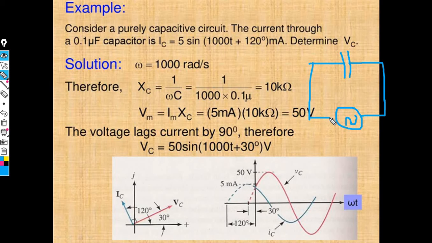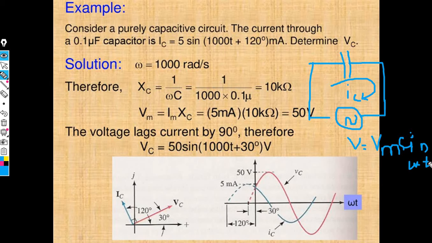Now the current IC is flowing through it, and this is the voltage. The voltage is V equal to Vm sin omega t. That is the voltage.